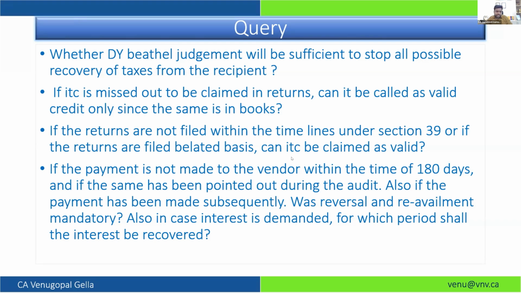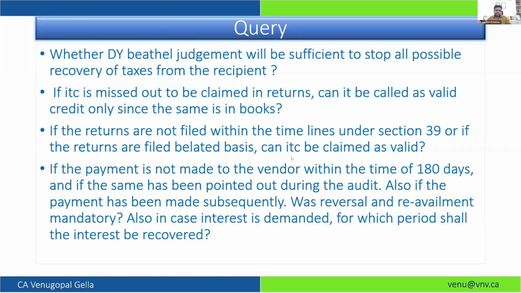So the next query is, the payment is not made to the vendor within the time of 180 days, and the same has been pointed out during the audit. Also, if the payment has been made subsequently, was reversal and reavailment mandatory? In the previous slide, we also said that we have to make the payment within 180 days. Otherwise, we need to reverse the credit in proportion to the unpaid amount. So in that case, do I need to reverse the ITC?